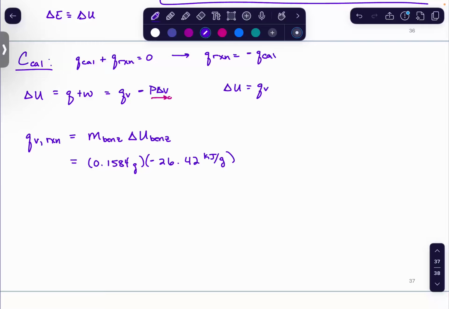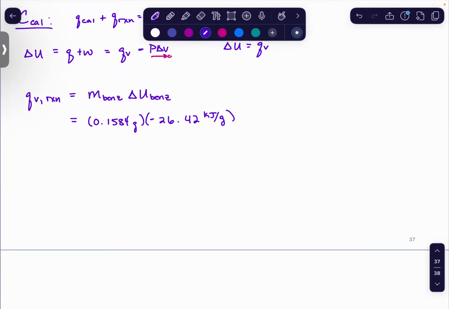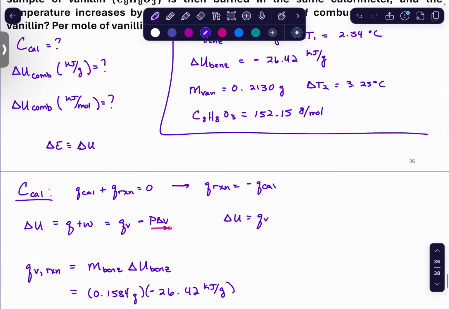And again, if you weren't sure what to do, just think and say, well, heat Q has to be in terms of joules or kilojoules. I have grams and I have kilojoules per gram. Well, I'm going to have to multiply those two to get rid of grams and get kilojoules. So look at the units you have and look at the units you need. That can help you set up your problem or your solution. So this is going to be negative 4.185 kilojoules of heat.